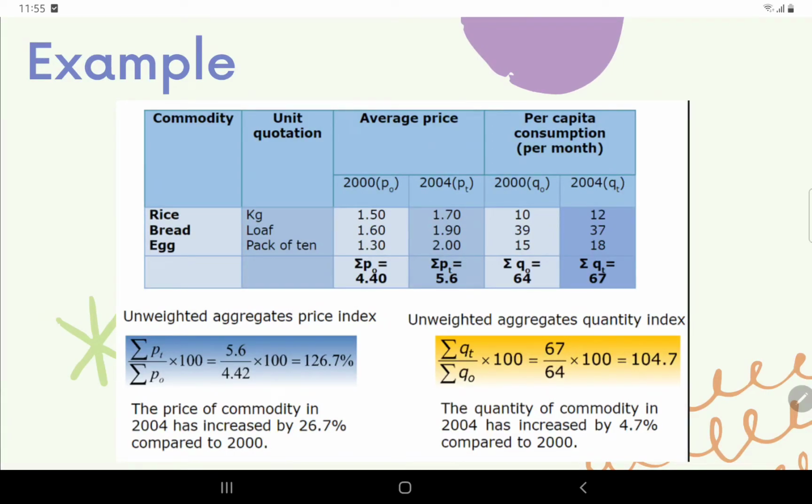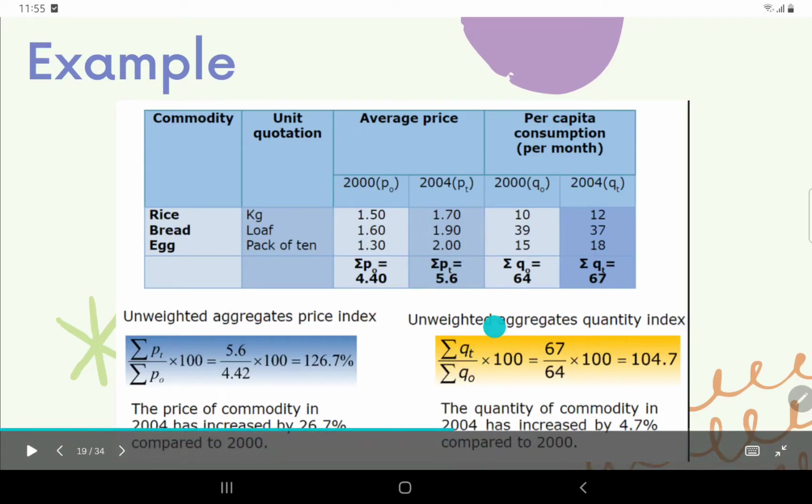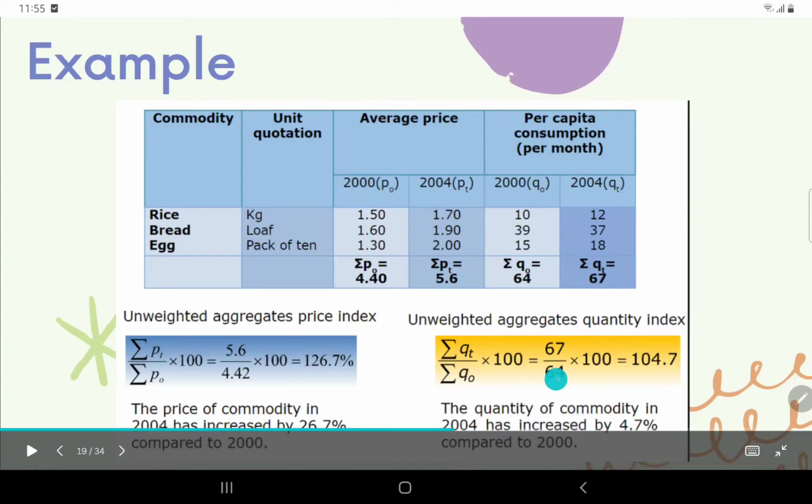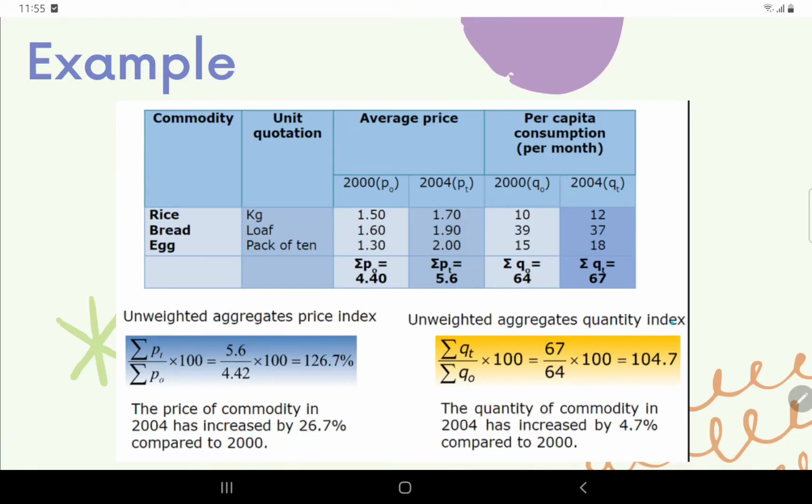Meanwhile for the aggregates of the quantity index, so this is the formula. So we need to find the summation of QT. Sum up dekat sini 12 tambah 37 tambah 18, so 67. And then sum up dekat sini 64 and then multiply with 100, so the answer is 104.7. Meaning that the quantity of the commodity in 2004 has increased by 4.7% compared to the year of 2000.